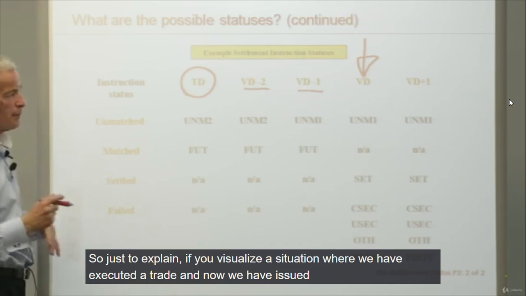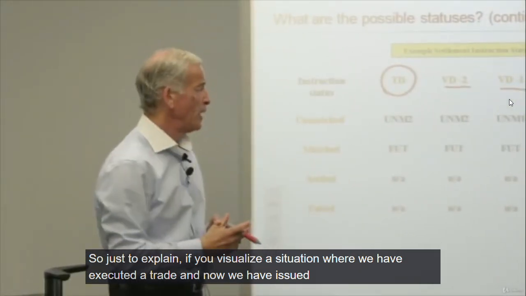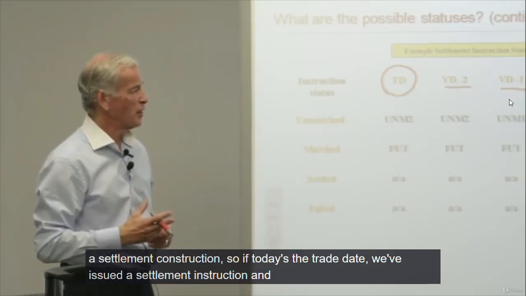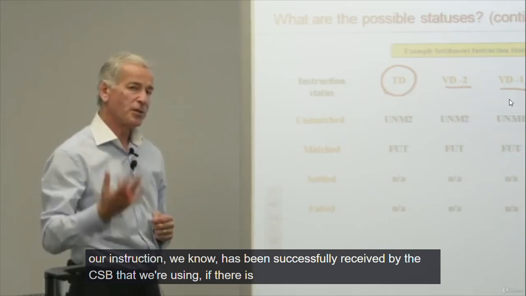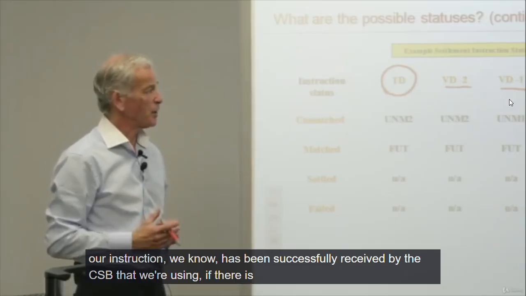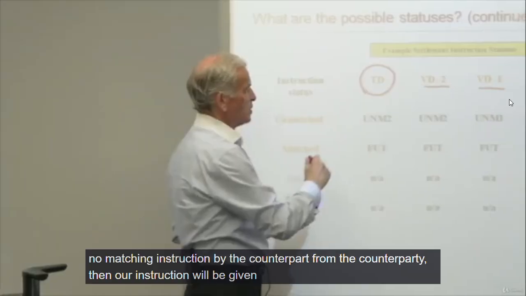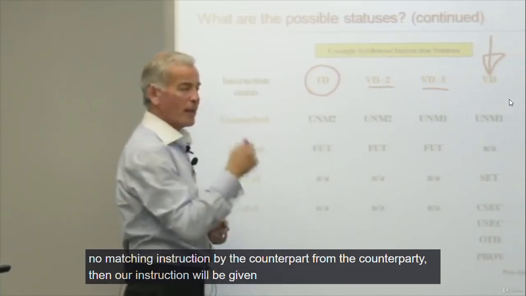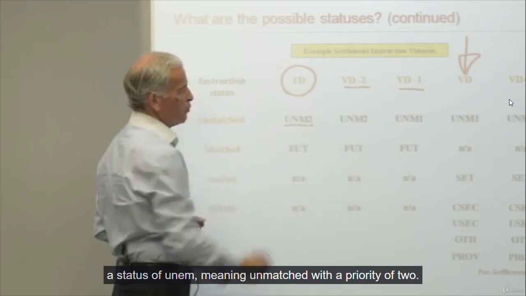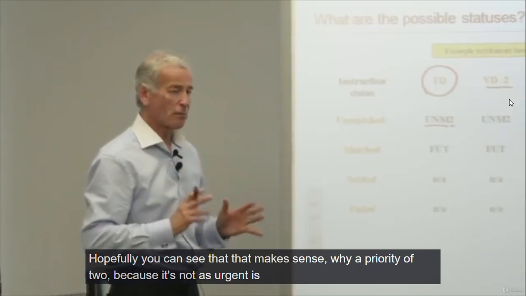So just to explain, if you visualize a situation where we have executed a trade and now we have issued a settlement instruction. If today is the trade date, we've issued a settlement instruction, and we know our instruction has been successfully received by the CSD that we're using. If there is no matching instruction from the counterparty, then our instruction will be given a status of UNM, meaning unmatched, with a priority of 2. Unmatched, hopefully you can see that that makes sense.